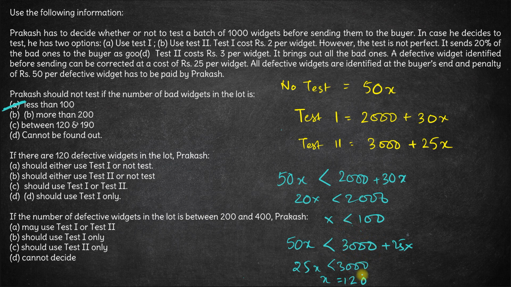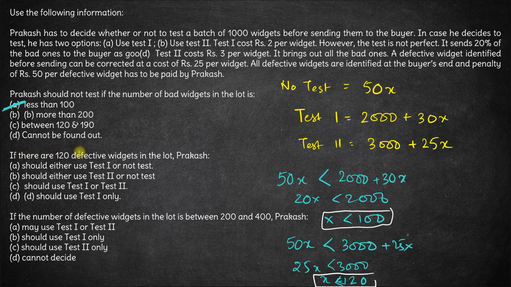So if the number of widgets is less than 120, then obviously no test cost is lower than test 2 cost. But in any case, he should not use either test 1 or test 2. So for that, the number of widgets should definitely be less than the lower of these two, which is 100. Option A here is the right answer, right?